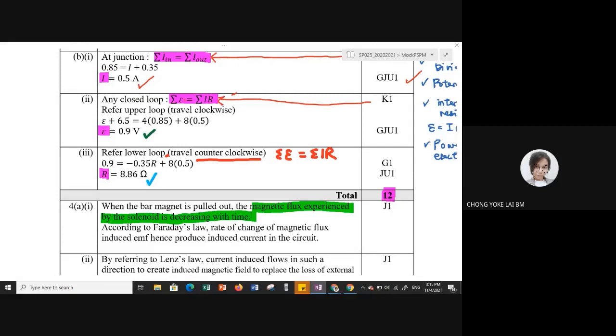Sebab you dapati bila dia ditolak keluar, so solenoid tu akan rasa magnet bar tu makin jauh, so dia rasa magnetic flux yang makin kurang lah, decreasing with time. So according to Faraday's law, the rate of change of magnetic flux will induce EMF, hence produce current lah. Ini tak ada markah sebab ini jawapan kita. Soalan tanya ni kenapa produce current. So kita tak ada markah kat situ. So jawapan kita ialah yang ni. Magnetic flux is decreasing with time. That's why we have induced EMF, hence produce induced current. Okay?